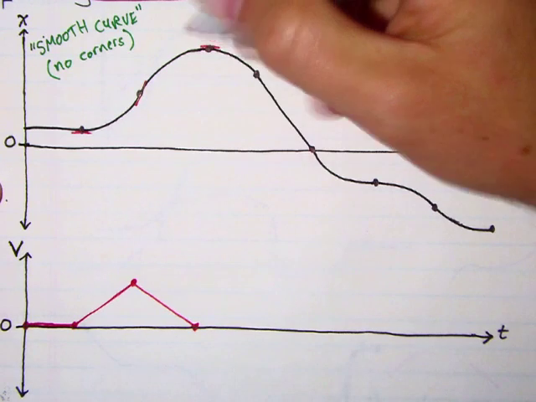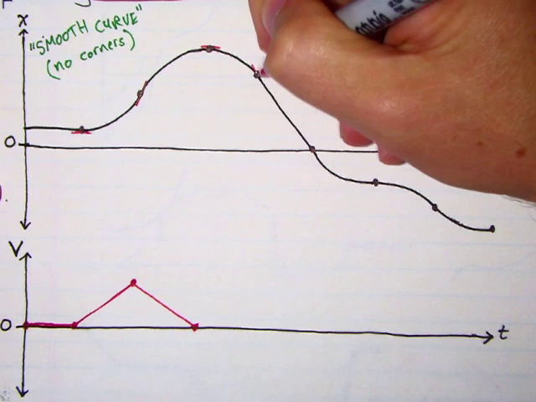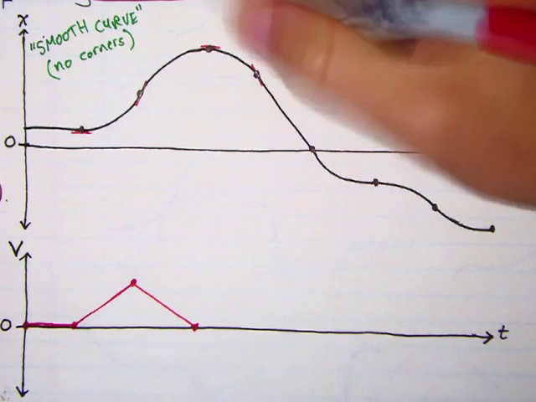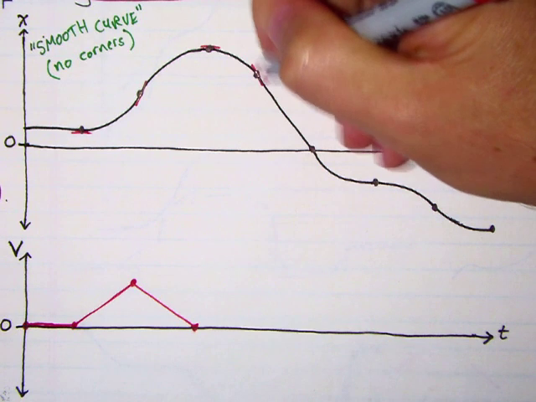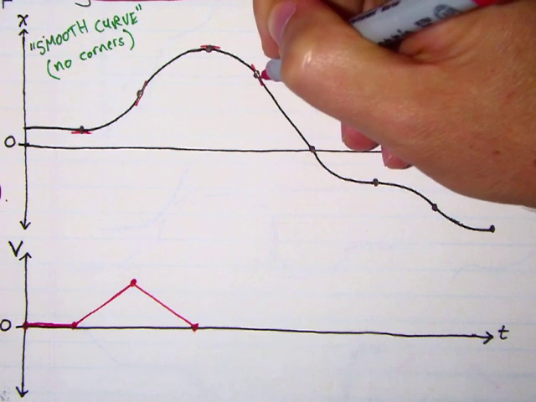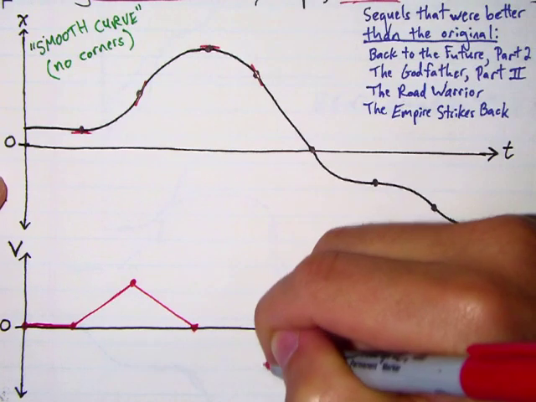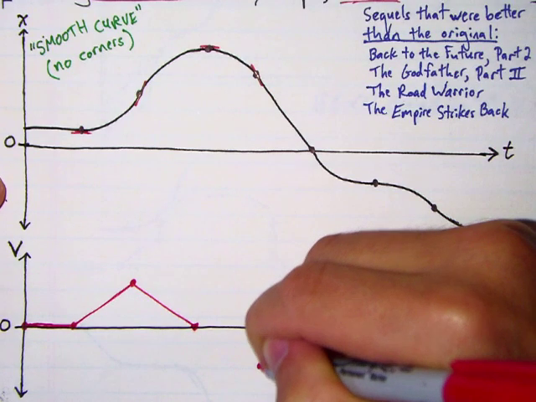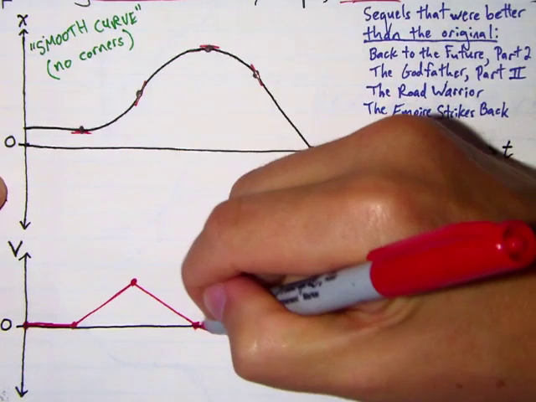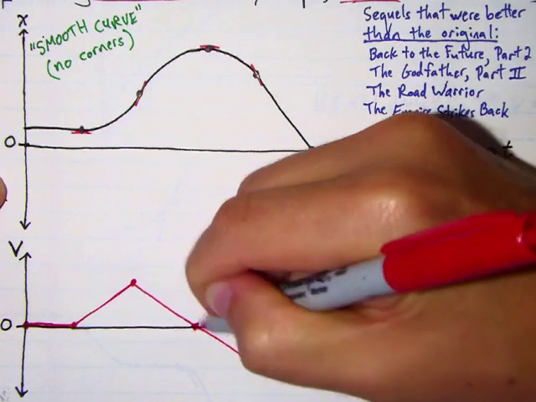All right, beyond this point, it looks like we are speeding up again, but in the negative x direction. Drawing our tangent, this is a negative slope right here, so by this point we are moving in the negative x direction. We've got a negative velocity. So down here we've got a negative velocity at that time, and I can connect that line right to there.